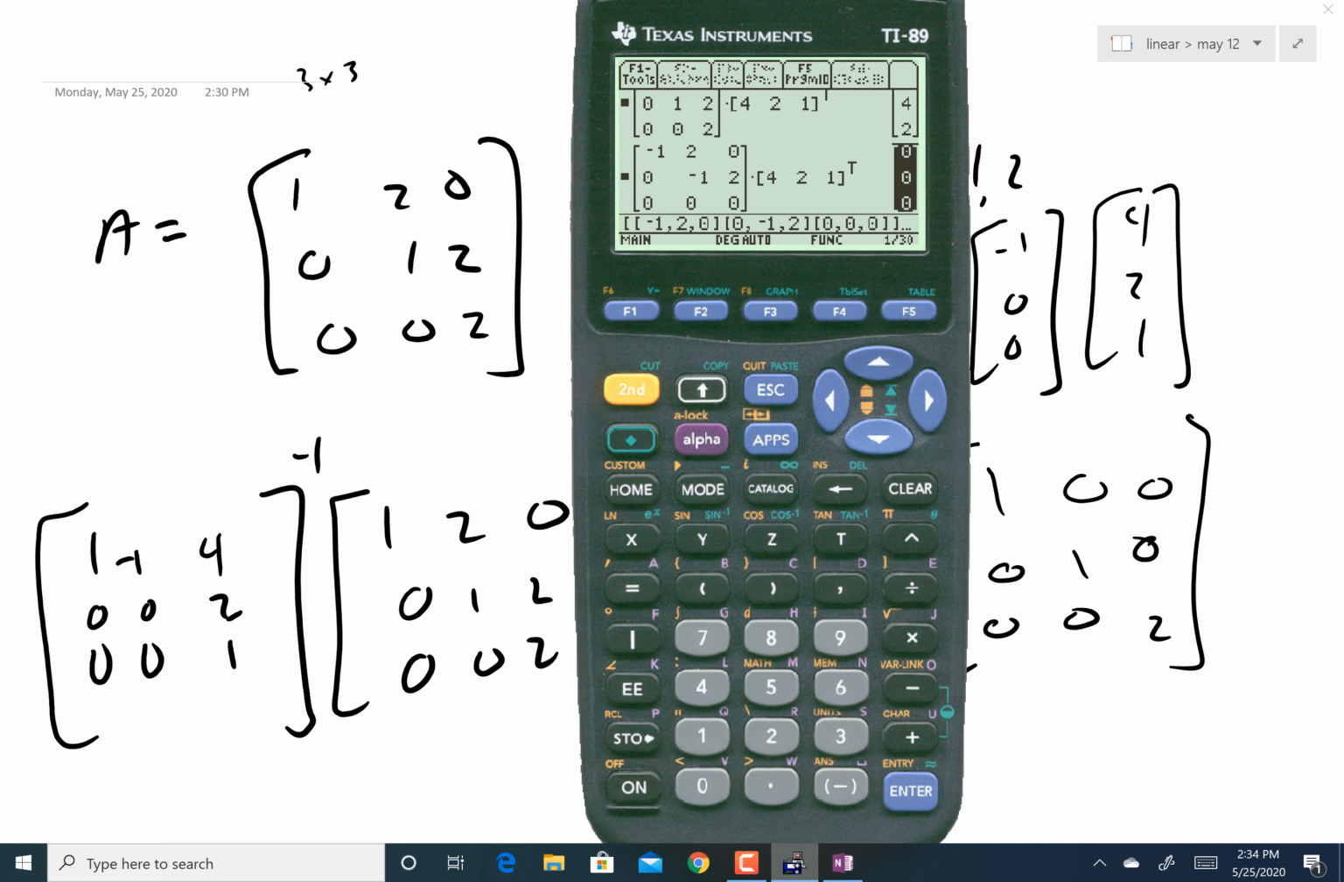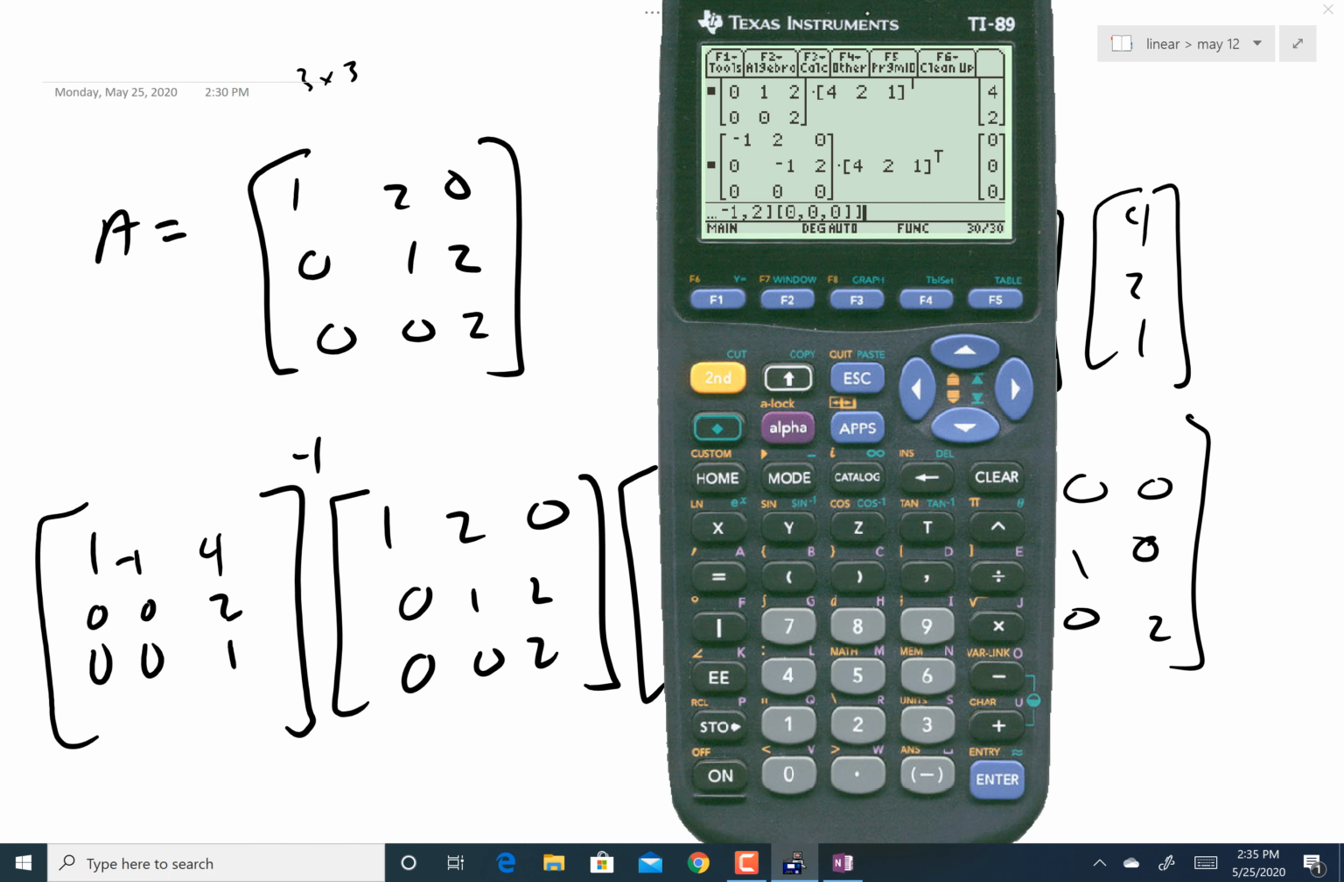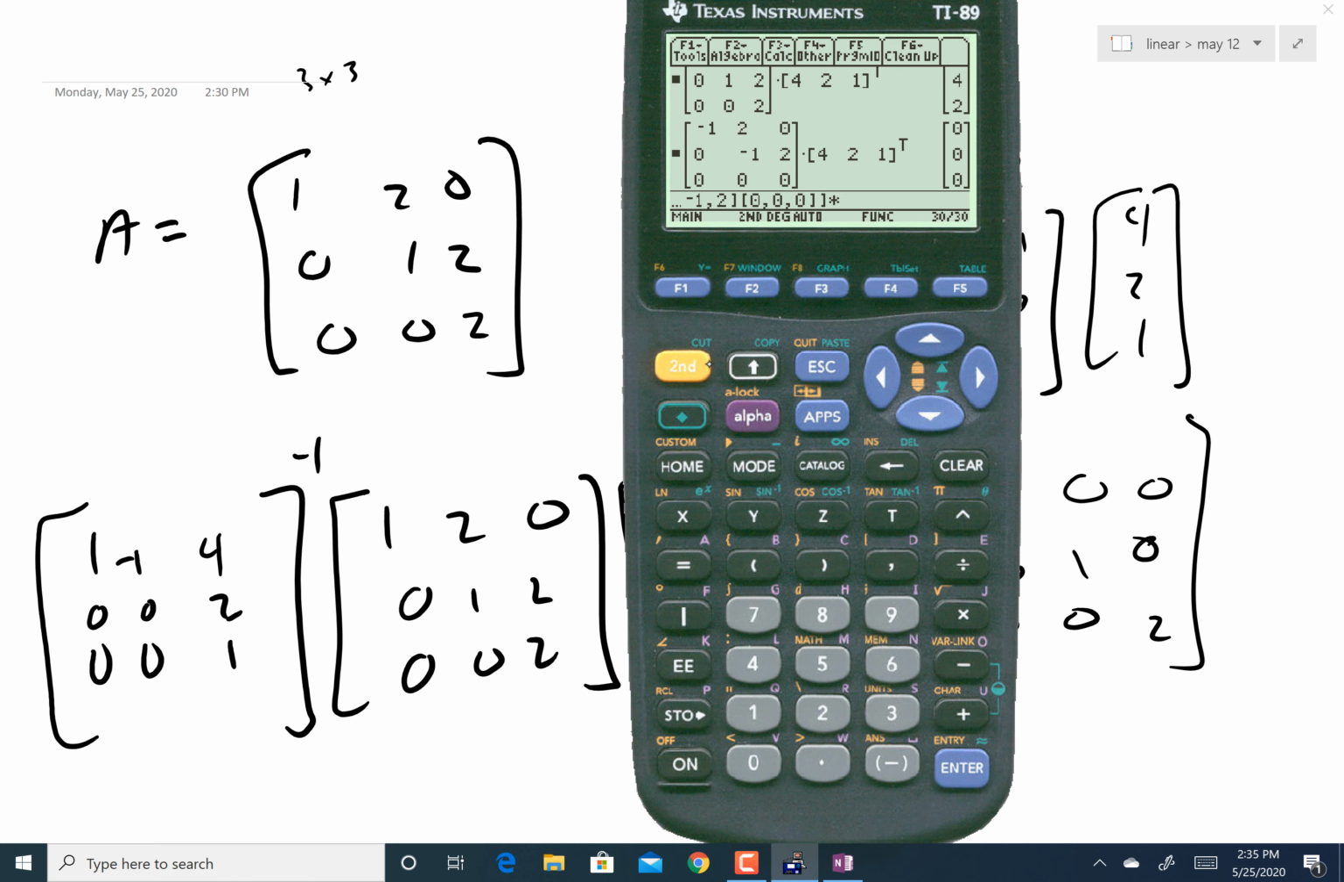Let's see if that's correct, shall we? I'm just going to go up here and snag this, get rid of this garbage on the end, and let's go ahead and plug in our matrix. Don't panic. I'm just going to go 1, comma, negative 1, comma, 4. And then 0, comma, 0, comma, 2. 0, comma, 0, comma, 1. And then go back to the start and insert this at the start again. So 1.